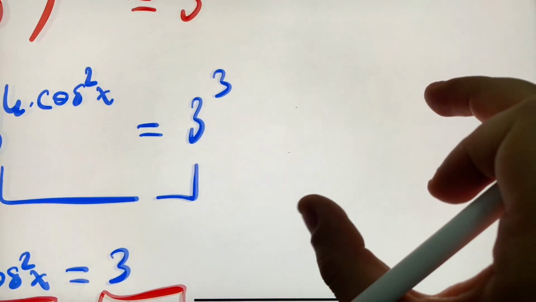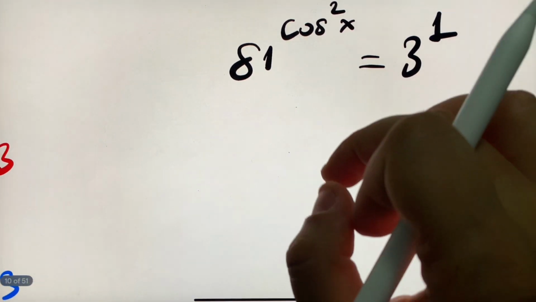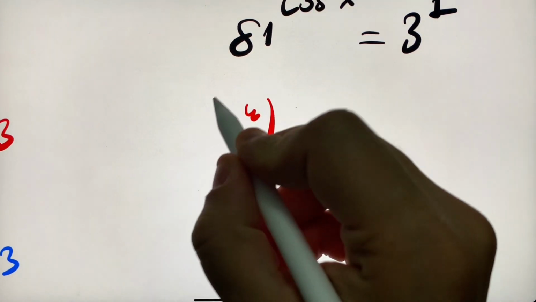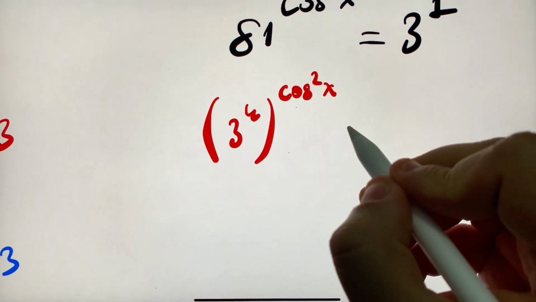Let's look at the other one. What did it say to us in the other? Here, I approach with the same logic again. 81 to the cosine squared x is equal to 3, so 3 to the 4th power of cosine squared x is equal to 3, which gives 4 cosine squared x equal to 1, and cosine squared x is equal to 1 over 4.